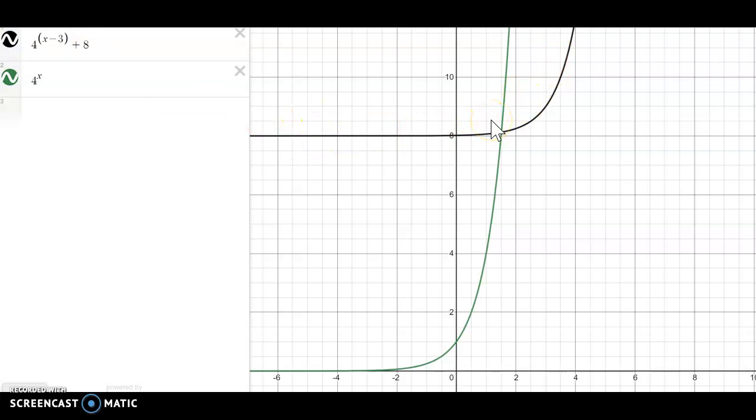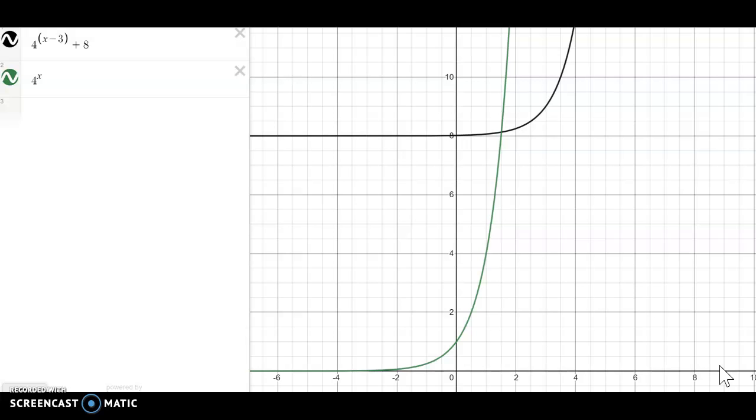Notice the domain, it keeps on going and going in this direction forever, and it keeps on going and going in this direction forever as well for the x values. Notice how this keeps on moving right along the x values. As this gets higher and higher, it keeps scooting along the x axis as well. So your domain is actually going from negative infinity to positive infinity for your exponential function.